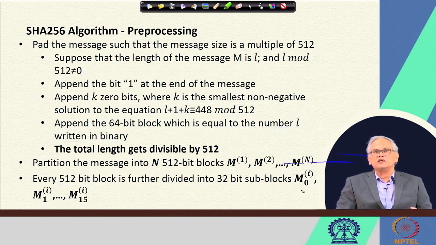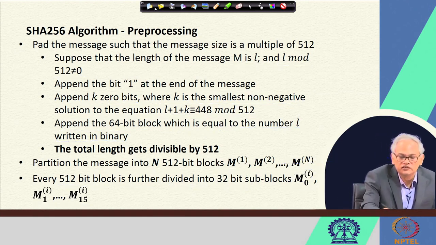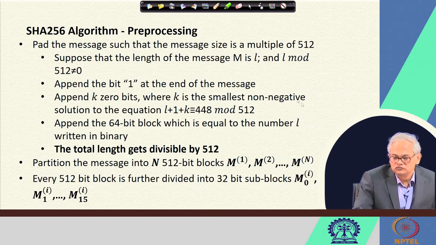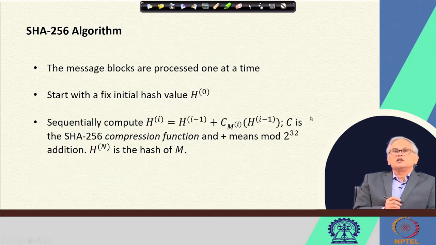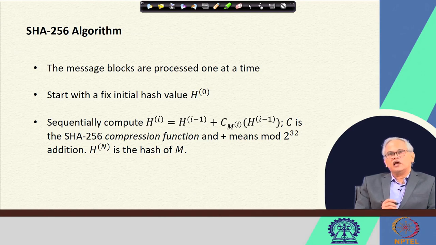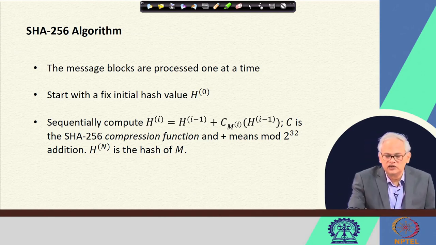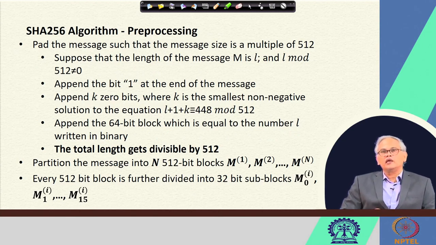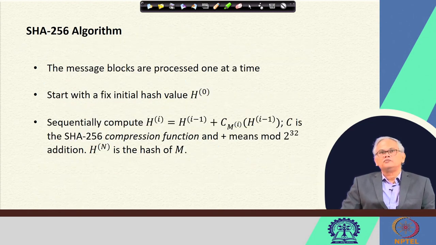And what is the purpose of that? Once we have done this, we can now apply the SHA-256 algorithm. These message blocks are processed one at a time and start with a fixed initial hash value of H0. So, if you see here, we have Mi0 up to Mi15, and the original 512 bit blocks were M1, M2 up to Mn. So, we had n such 512 bit blocks. So, it chooses a fixed initial hash value, which is H0.